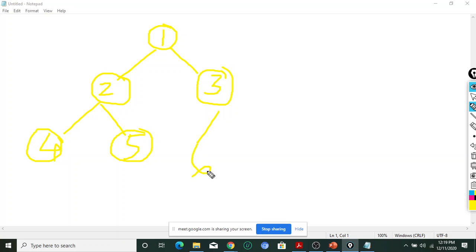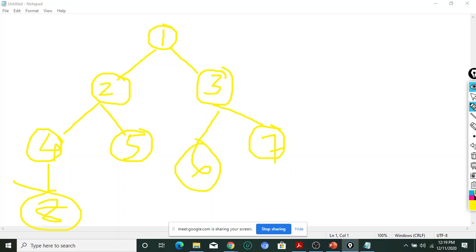Node number 6, for node number 6, 7, for node number 8. I'm just writing, this is not a key value. Is it understood? Okay, sir. This is not a key value, I'm just giving the node number.